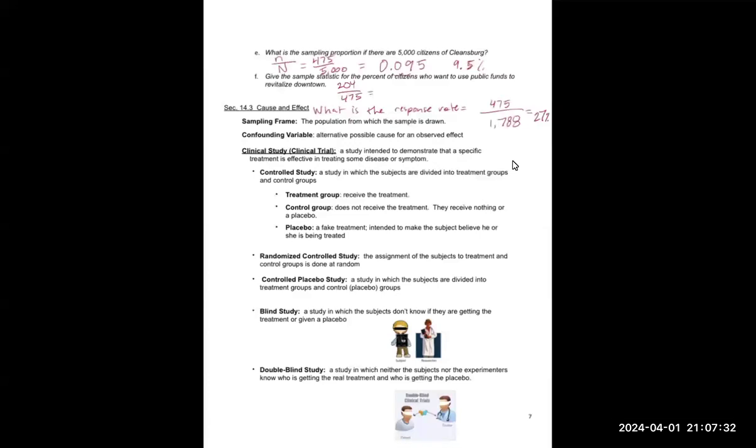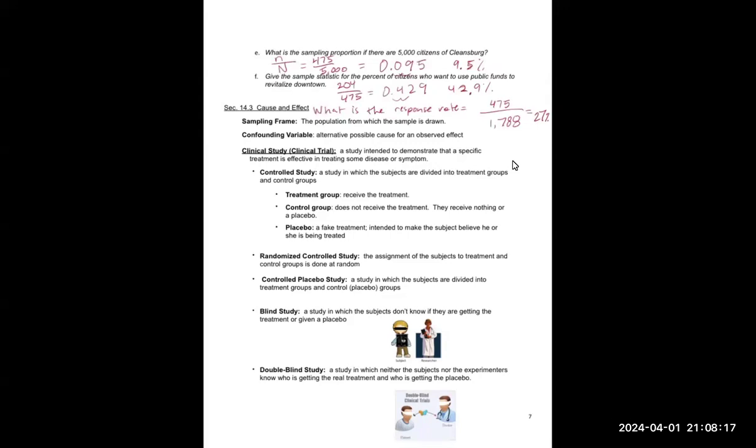So let's see, 204 divided by 475, and that is 0.429. So I move the decimal twice, 42.9% of people were for revitalizing downtown. So it sounds like under half, under 50%, right?